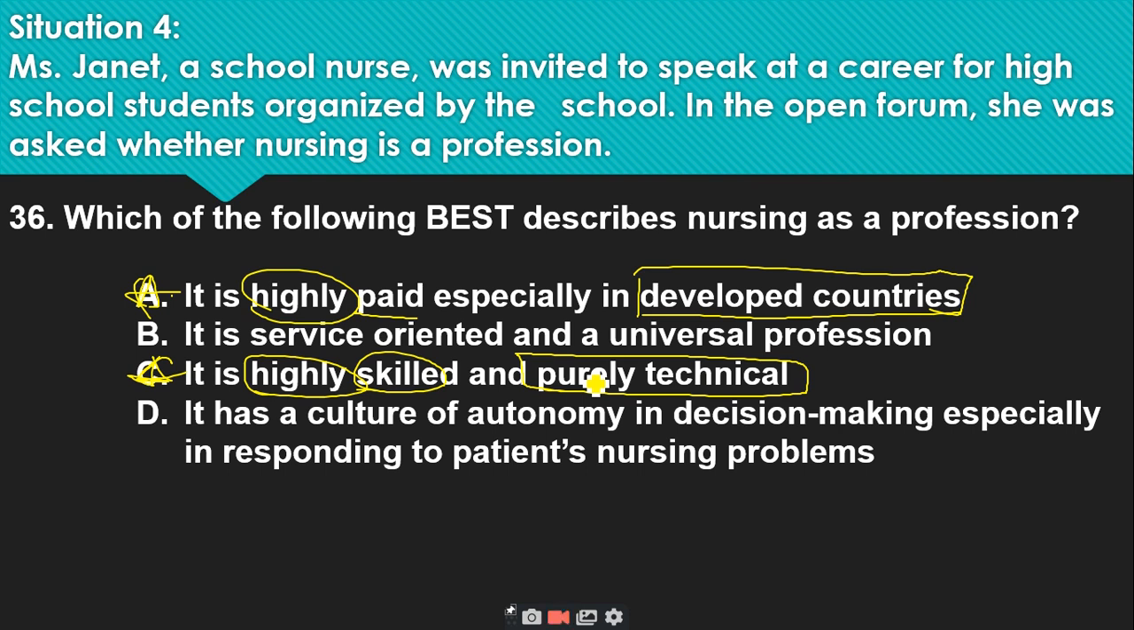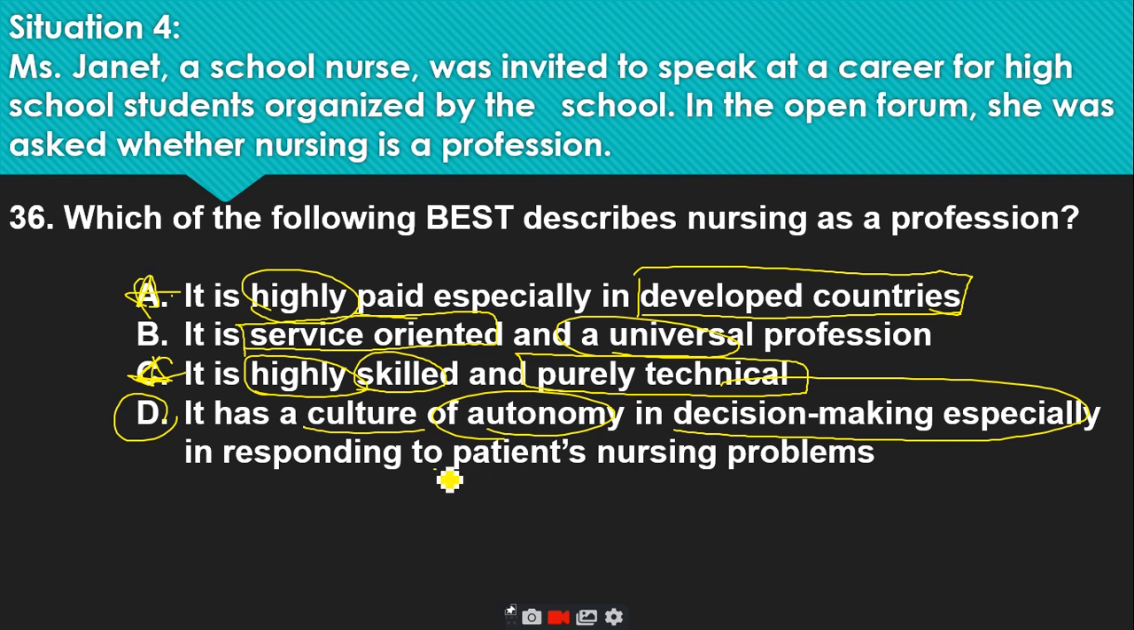So the second reading, which of the following best describes a nursing profession? Is it service-oriented and universal profession? Or letter D, it has a culture of autonomy in decision making, especially in responding to patients' nursing problems. Of course, it is service-oriented, but it is not actually required for everyone to engage in nursing. So the best answer for number 36 is letter D. It has a culture of autonomy. Of course, it has independence from other professions, and decision making is basically going to focus on the patient's nursing problem. So the best answer for number 36 is D.